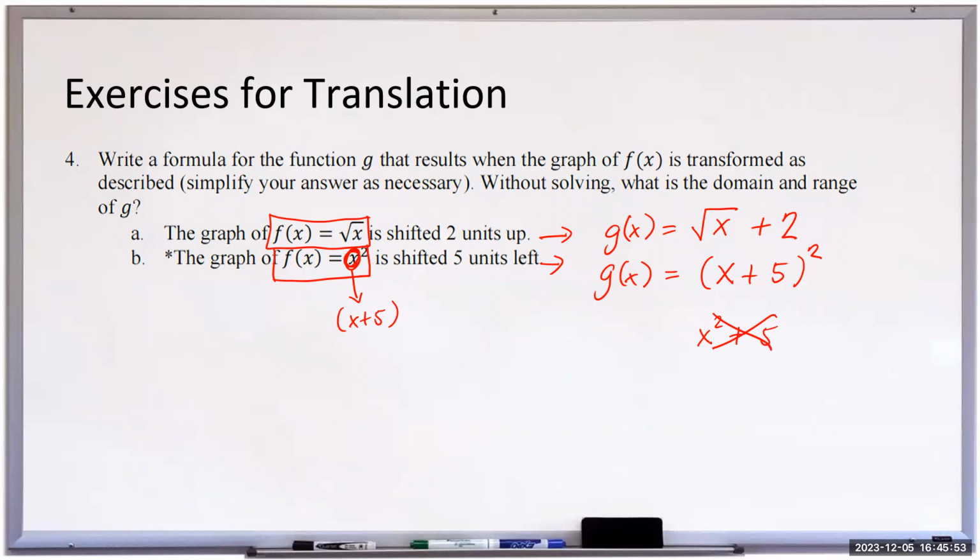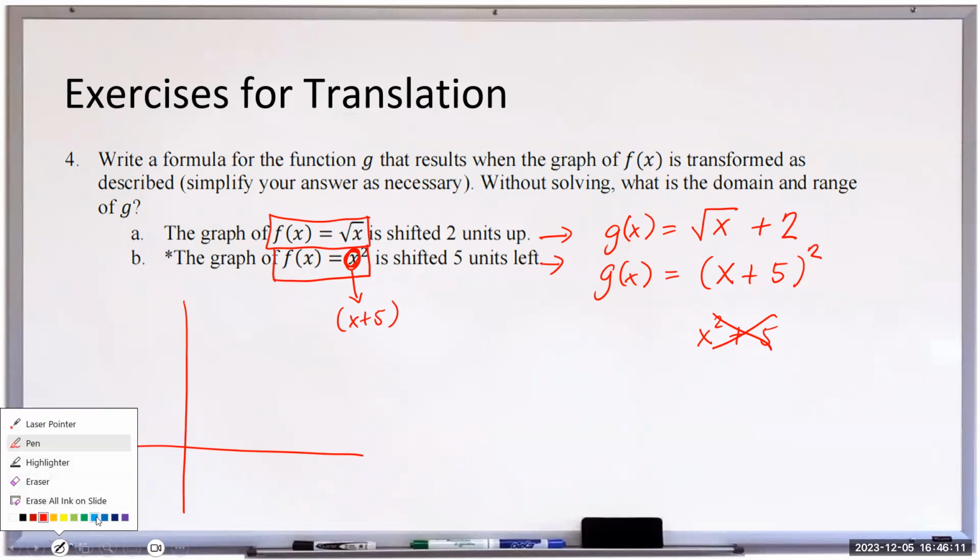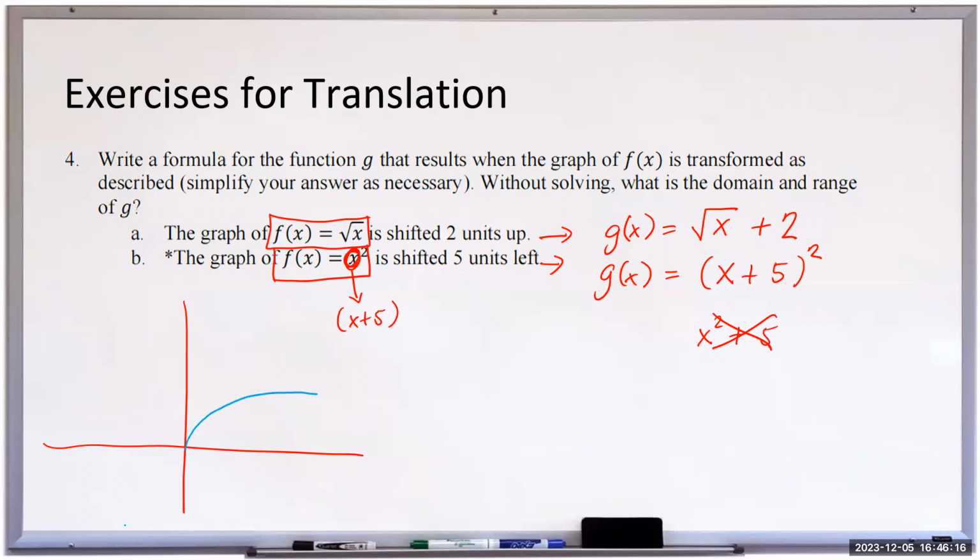So without solving, what is the domain and range of g of x? We can go back to the table. However, we can graph this, no? So using our knowledge of the graph of parent functions, we said earlier that the graph of square root of x looks like this one, no? So for our g of x, we move 2 units upward. So 1, 2. So this is our g of x. Okay? So f of x, g of x.